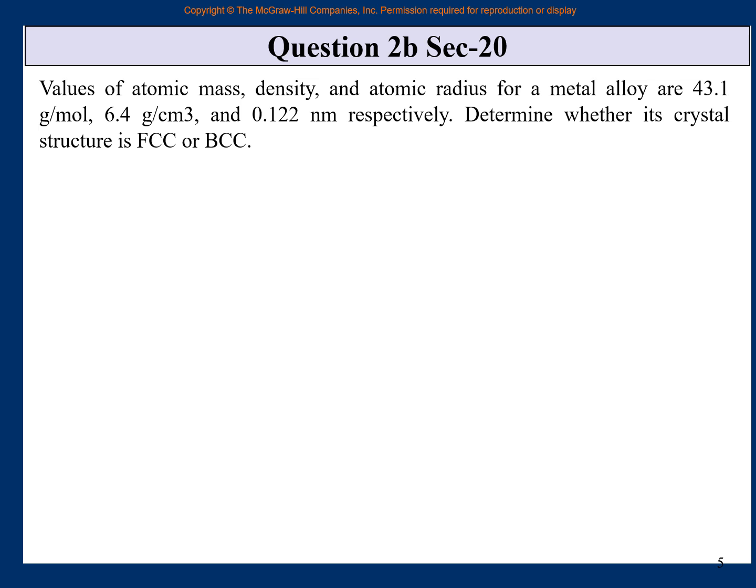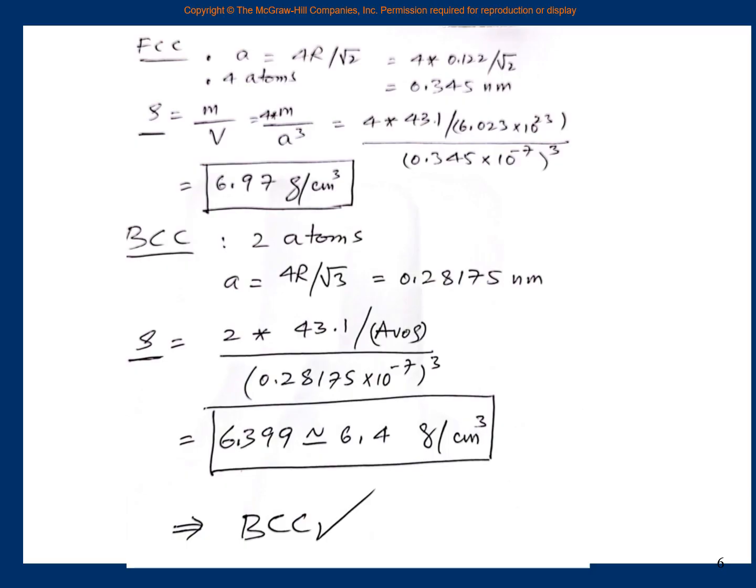So let us see. We are doing exactly the same thing. FCC, a equals 4R upon root 2. There are 4 atoms. You plug in all the values, you find the density. BCC, 2 atoms, a equals 4R upon root 3. You find the density. This answer is 6.97 gram per cubic centimeter. This is almost 6.4 gram per cubic centimeter, which is the given density. So therefore the answer is BCC.